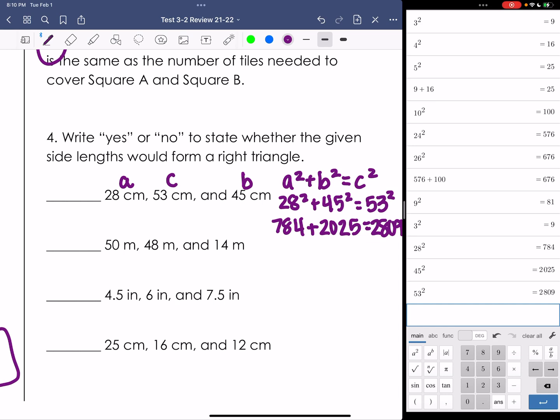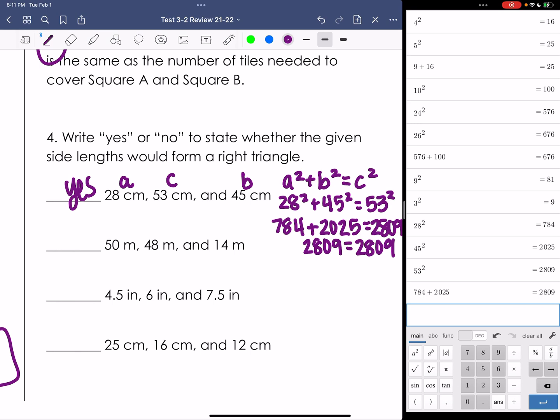So now I'm going to simplify. I'm going to add 784 plus 2,025. And that equals 2,809. So here we get both sides equal each other. So yes, this would form a right triangle.